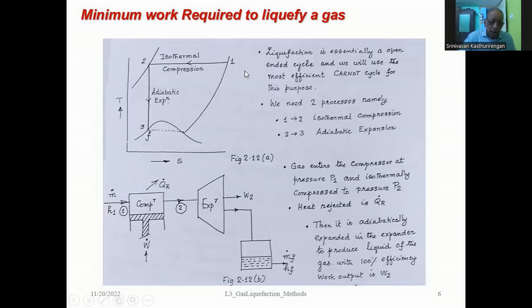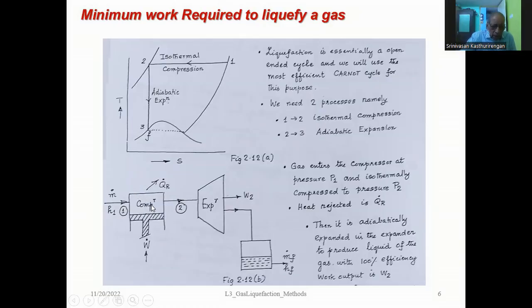So the pressure is increased from position 1 to position 2. And then the gas is adiabatically expanded, and the gas goes from position 2 to position 3, where it touches the saturation zone and becomes 100% liquid. So this is the sort of process which we can think of. Now we can imagine a compressor. You can see the diagram below.